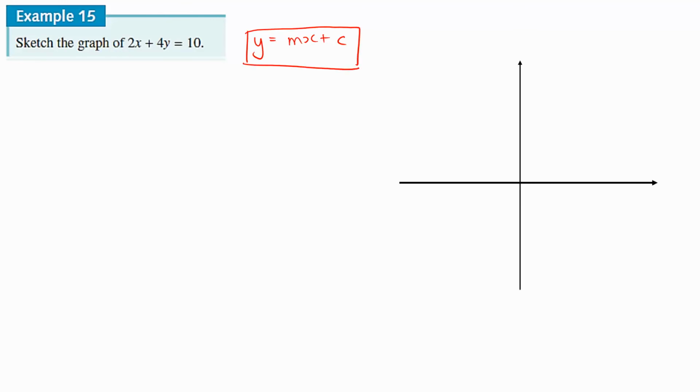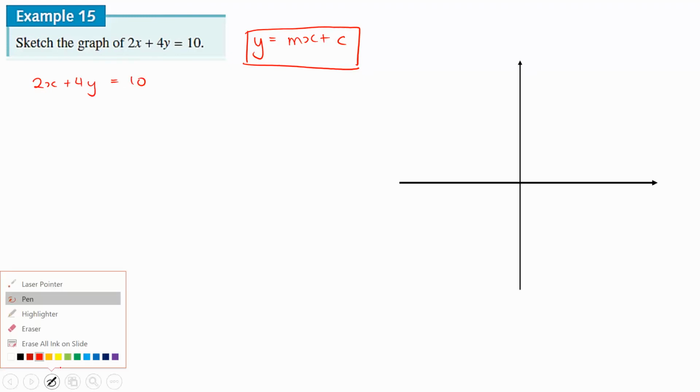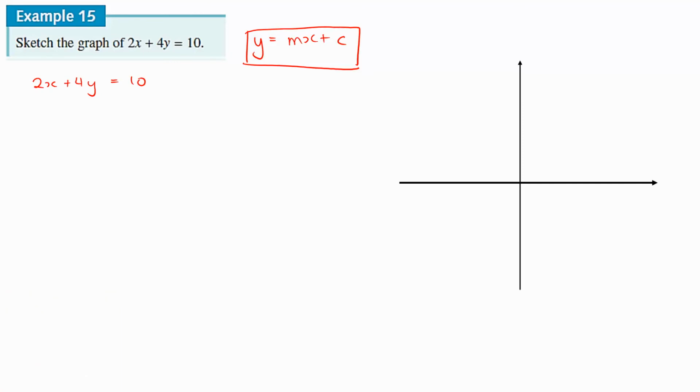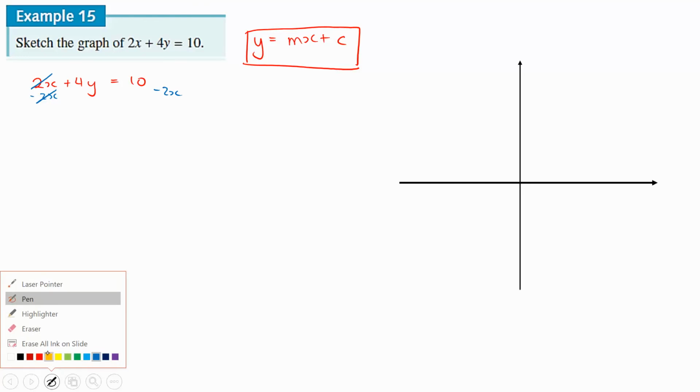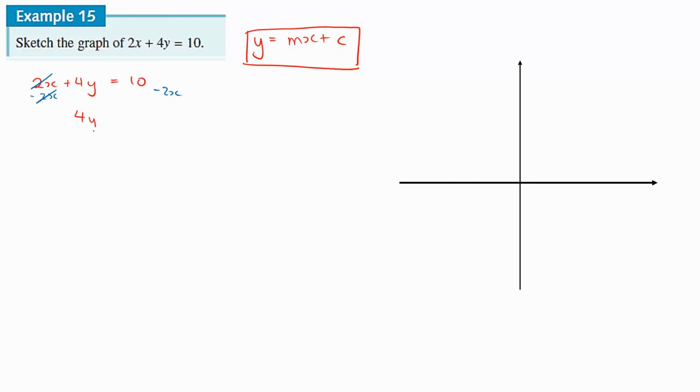Okay, so let's have a look at this equation here. I've got 2x plus 4y equals 10. Hopefully by now you can rearrange equations because it was from exercise 2B. So here, what I see is a positive 2x, so I'm going to say minus 2x on both sides because it's the opposite of positive. 2x minus 2x is 0. So now I have 4y equals 10 minus 2x.